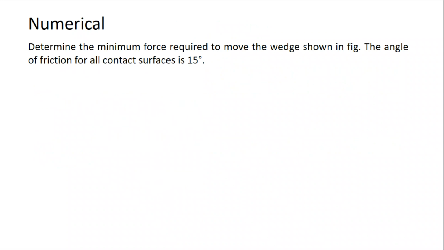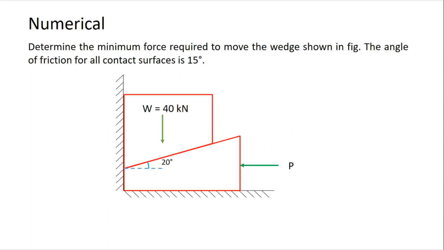Determine the minimum force required to move the wedge shown in the figure. The angle of friction for all contact surfaces is 15 degrees. The figure is given here. A 40 kilonewton block is lifted with the help of a wedge, and a force is applied to the wedge, and the angle of one of the edges of the wedge with the horizontal is 20 degrees. If we see the statement of the numerical, determine the minimum force required to move the wedge. So we want to find here the P value.